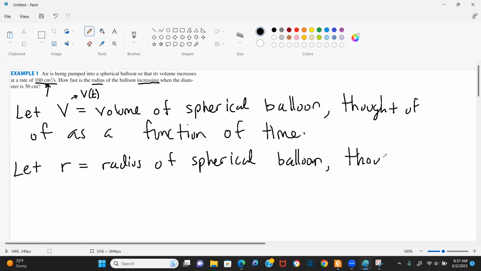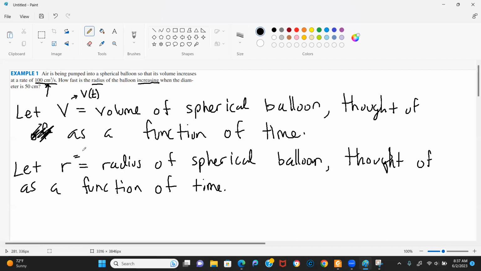And again, we're going to think about it as a function. Oops, I did the thought of place over here. So, thought of as a function of time. So both of these are functions of time. And again, if you want, you can just replace this with r(t) just to emphasize that, if you want.